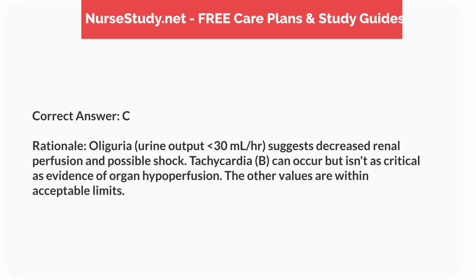Correct answer, C. Rationale: oliguria, urine output less than 30 milliliters per hour, suggests decreased renal perfusion and possible shock. Tachycardia, B, can occur but isn't as critical as evidence of organ hypoperfusion. The other values are within acceptable limits.